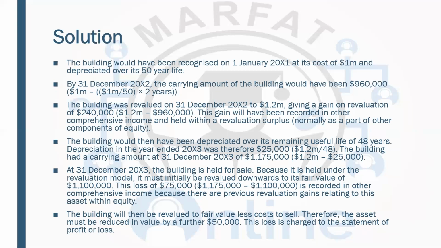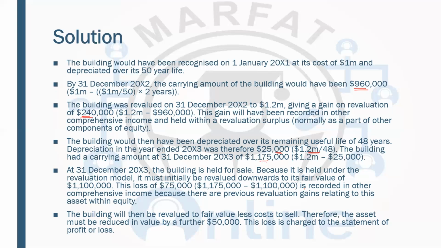So you see the answer we have over here is, first of all, we have calculated this 9,60,000, which we already did. And then you compare it with 12 lakh. The 2,40,000 is a revaluation gain, which will be recorded in the comprehensive income. And then the depreciation will be recorded on the revalued amount and remaining useful life. So 25,000 is the new depreciation. It will give you the carrying value of 11,75,000.